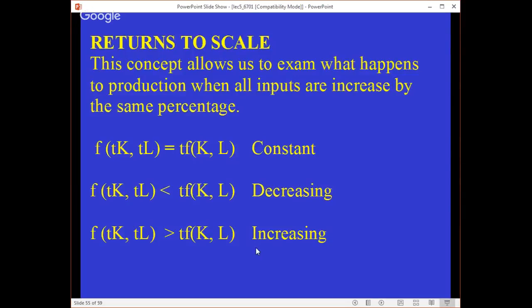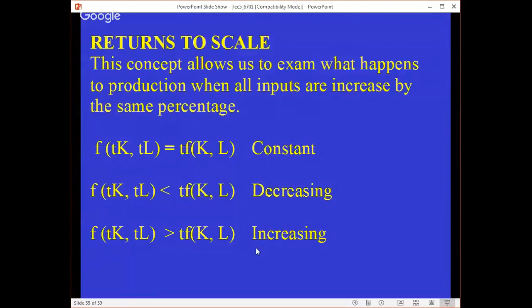Okay. So that concept allows us to examine what happens to production when all inputs are increased by the same percentage. When I say that, I mean returns to scale. So if I increase all my inputs by 10% and my output increases by 10%, I have constant returns to scale. If I increase all my inputs by 10% and my output increases by less than 10%, I have decreasing returns to scale. And if I increase all of my inputs, and my output increases by more than 10%, I have increasing returns to scale.